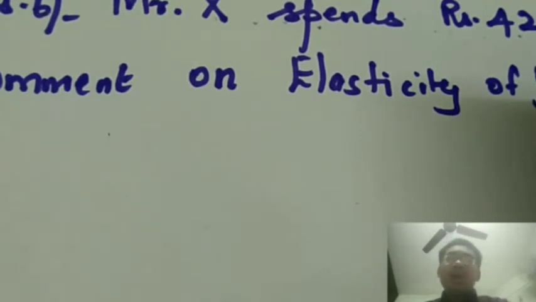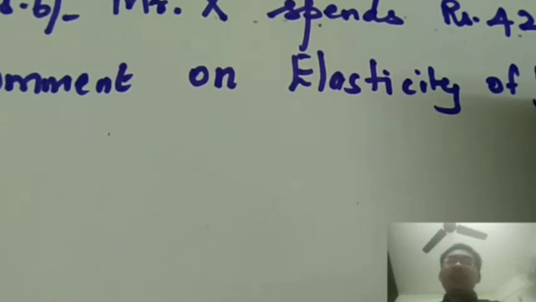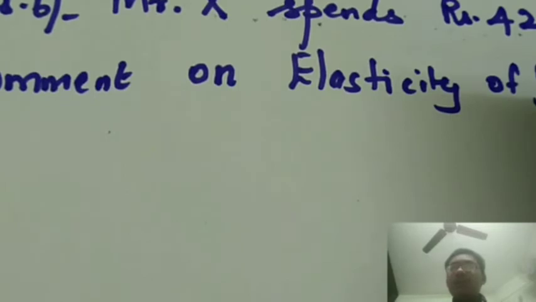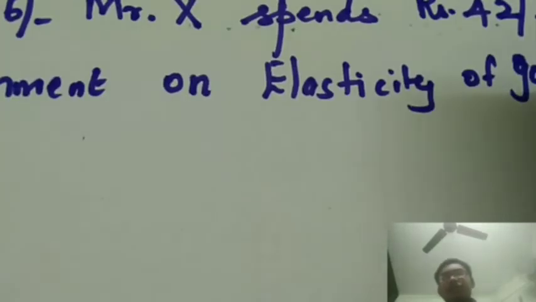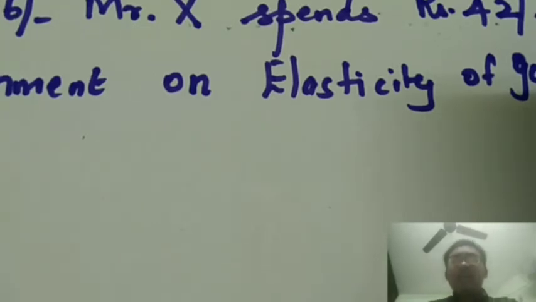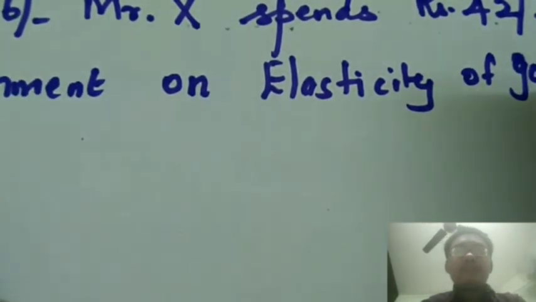We are not asked here to compute the value of elasticity. We are just being told to comment. So what do we do? We use the simple expenditure method. We only need to know whether demand is elastic, inelastic, unitary elastic, perfectly elastic or perfectly inelastic. So how do we do that?